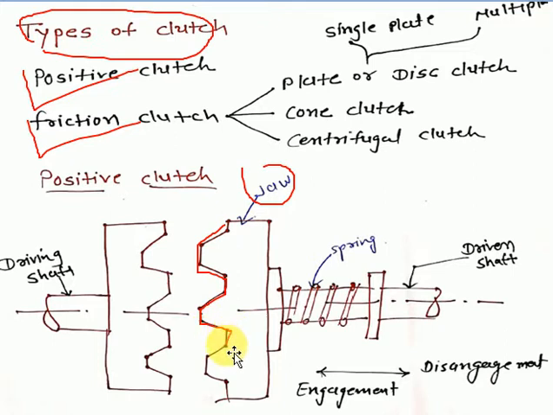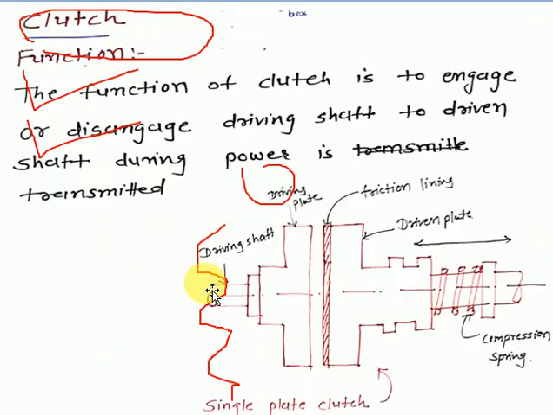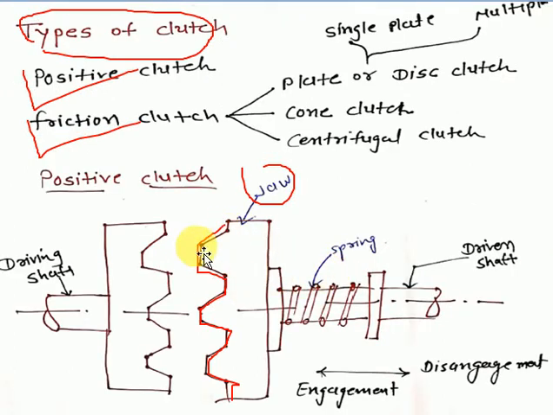Now there are a few advantages as well as disadvantages of this type of clutch. What is the advantage? The positive clutch can transmit more power than the friction clutch, because of the jaw we can transmit more power, and here there is only friction lining material. So if we want to transmit more power, then there may be slip over here. Okay, so it will wear the friction lining material. So because of this jaw we can transmit more and more power in a positive clutch.